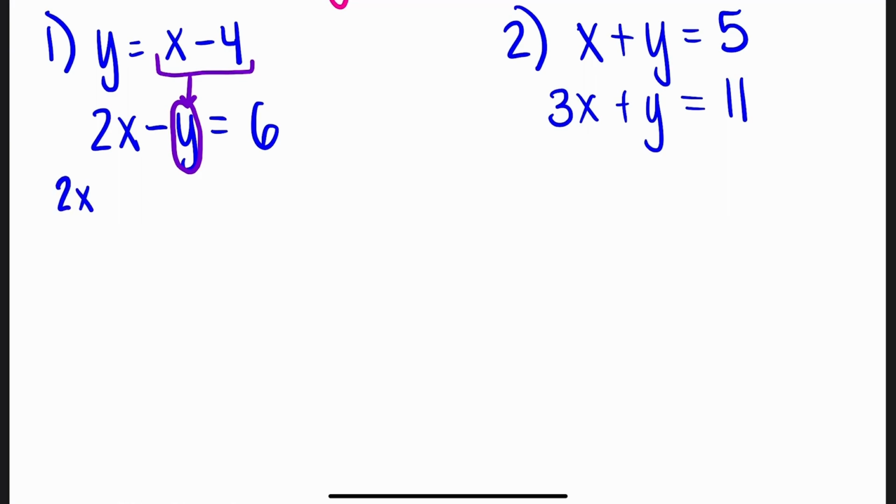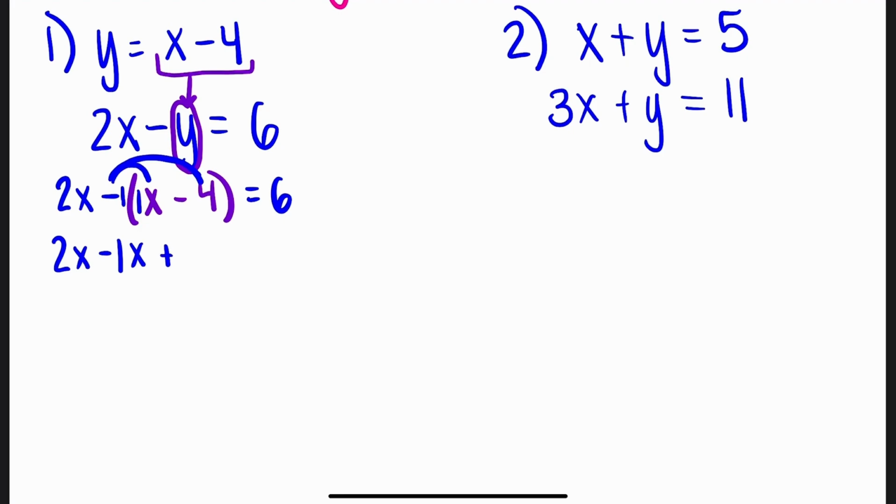So I have 2x minus, and you always want to use parentheses when you plug something in. (x minus 4) equals 6. Let's solve it. I know that I have an invisible 1 here, so first I'm going to do distribution. That's also why you always want to use parentheses to plug the numbers in, in case this happens. So I have 2x, negative 1 times positive 1x is negative 1x. Negative 1 times negative 4 is positive 4 equals 6.